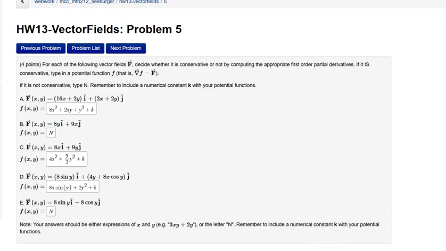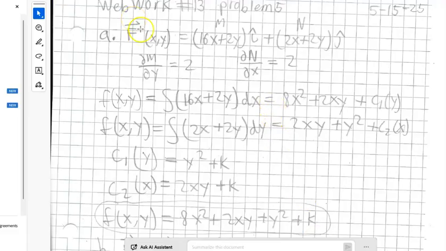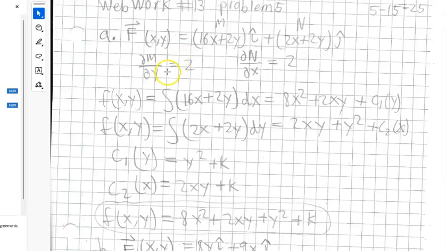And to see if it is, we'll go over here. So basically, first we have to find dM over dy, which is 2, since M is 16x plus 2y. Then we have to find dN over dx, for 2x plus 2y, which is 2. And since dM over dy is the same as dN over dx, it's considered conservative. And now that we know it's conservative, we have to find the potential for it.